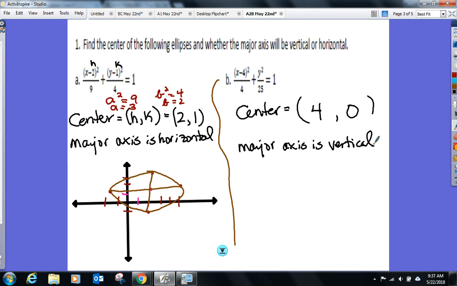Real quickly before I go, if there's a 4 here, how many units away left and right would I go from the center? And up and down, how many units would I go from the center? 5, up and down, yep. You guys are picking it up pretty quickly.